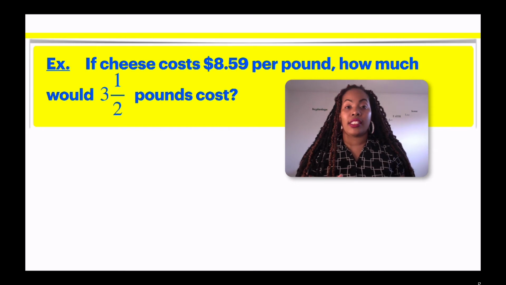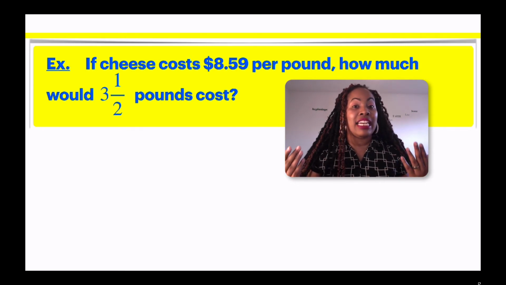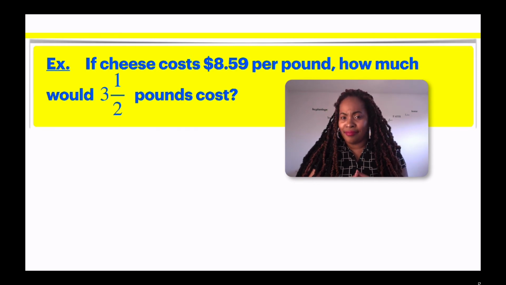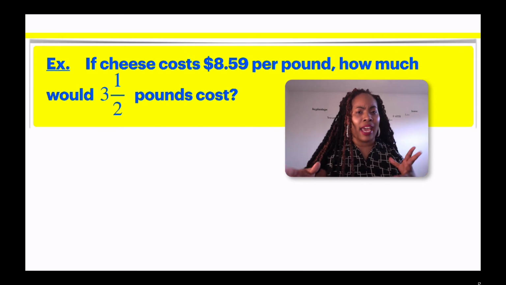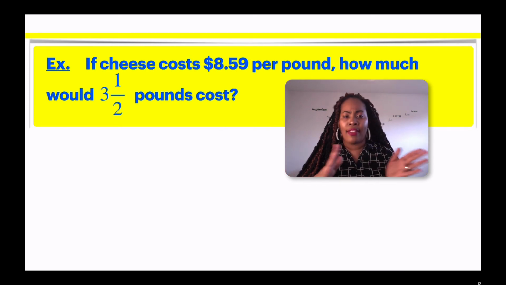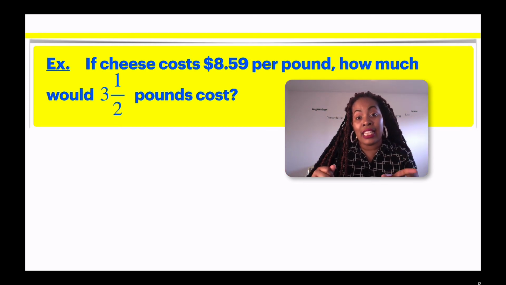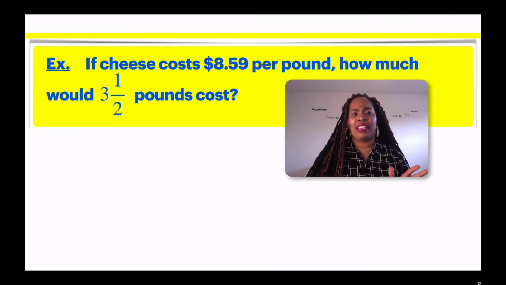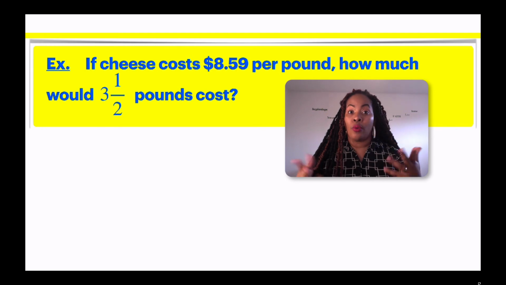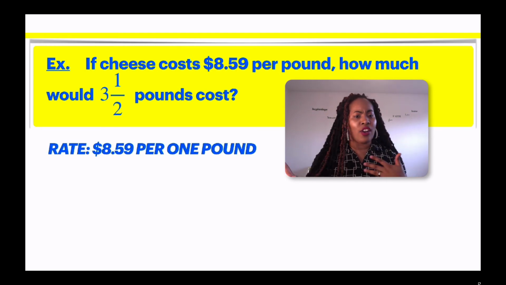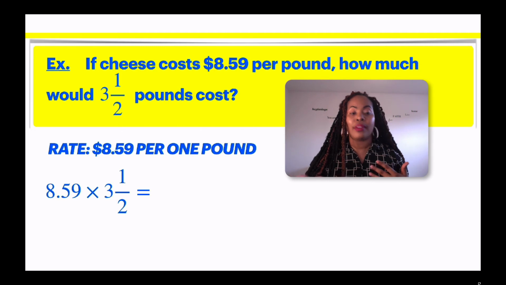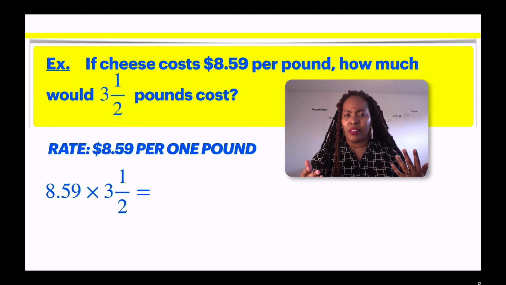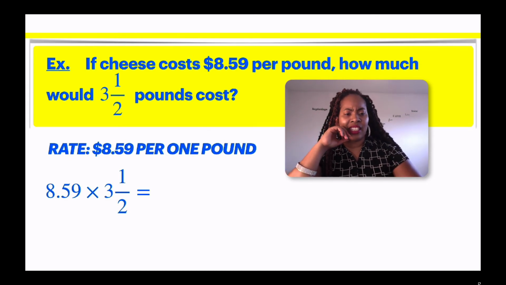If cheese costs $8.59 per pound, how much would 3.5 pounds cost? Now we already know automatically, right? We're talking about this rate. We have that rate now. It's $8.59 per pound. So that's per single pound, right? But now we have 3.5 pounds. So let's go ahead and just set up the multiplication because y'all know what it is. You already know. So 8.59 times 3.5 equals, look at this for a second though.